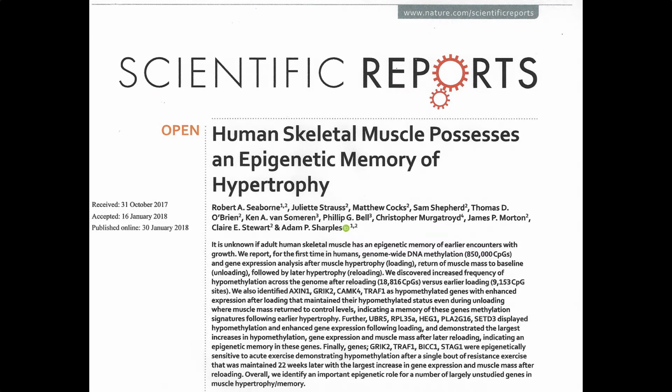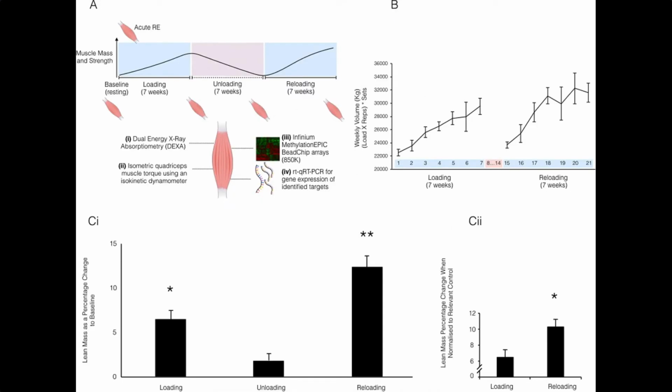A 2018 study conducted by Seaborn et al. provides evidence that human skeletal muscle cells possess an epigenetic memory of prior muscle growth, also known as muscle hypertrophy. In this study, untrained men performed 7 weeks of total body progressive resistance exercise with a training frequency of 3 days per week. This was followed by a 7-week detraining period in which no exercise was performed and muscle mass returned back towards baseline levels. The men then resumed the 7-week total body progressive resistance training protocol, with training sessions again occurring 3 times per week. Results from the study indicated that hypomethylation of several muscle hypertrophy-related genes occurred after the initial 7-week training period. Interestingly, this hypomethylation was maintained throughout the 7-week detraining period as muscle mass decreased. However, hypomethylation doubled following the 7 weeks of retraining.